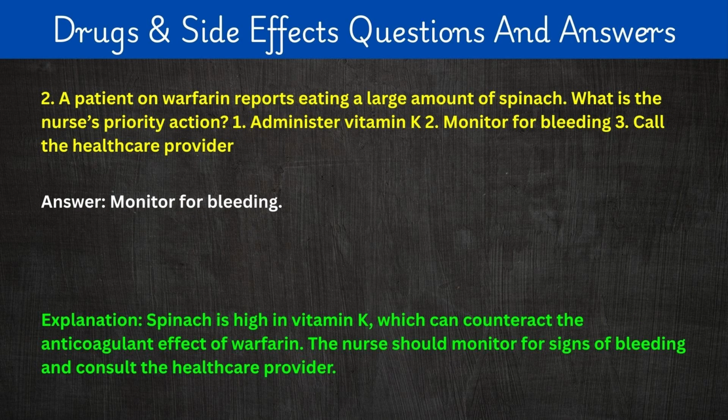2. A patient on warfarin reports eating a large amount of spinach. What is the nurse's priority action? 1. Administer vitamin K. 2. Monitor for bleeding. 3. Call the healthcare provider. Answer: monitor for bleeding. Explanation: spinach is high in vitamin K, which can counteract the anticoagulant effect of warfarin. The nurse should monitor for signs of bleeding and consult the healthcare provider.